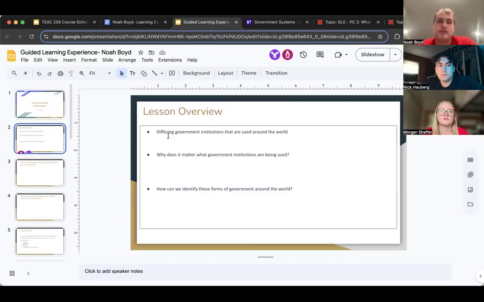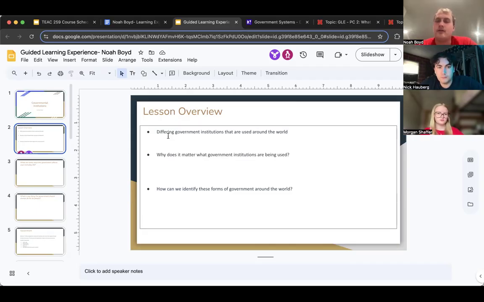And then next, we're going to talk about why it matters what government institutions are being used. So in certain government institutions, is the will of the people going to be more freely instituted in democracies? Are the people going to have more say in authoritarian or dictatorship governments? Or are certain groups of people going to have less say? Is everyone going to adhere to the same law in these governments? Just stuff to think about.